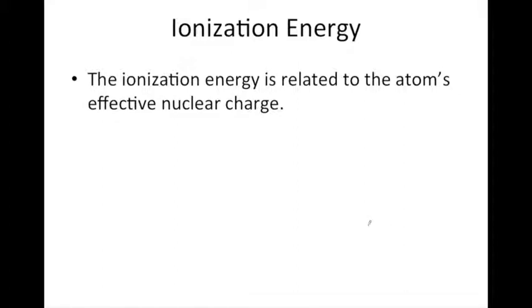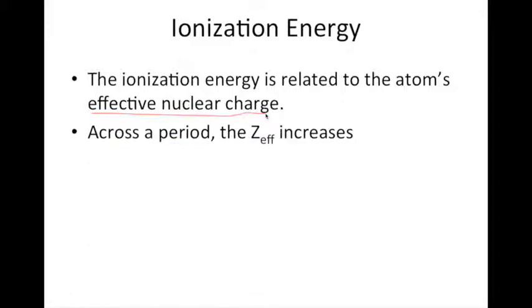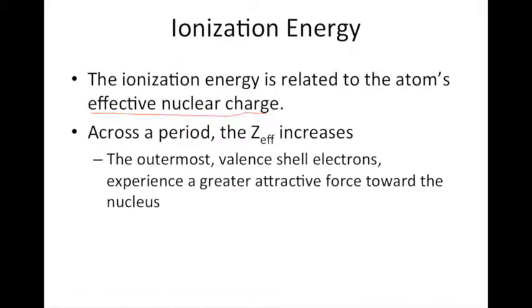Well, the ionization energy, as you may have guessed, is related to an atom's effective nuclear charge. We know that as we move across the period, the effective nuclear charge increases. So the attractive force that the electrons feel towards the nucleus increases. So the outermost valence electrons, as we go from left to right across a period, experience a greater attractive force towards the nucleus. And again, please review the video on effective nuclear charge so that you're clear on exactly why that happens.